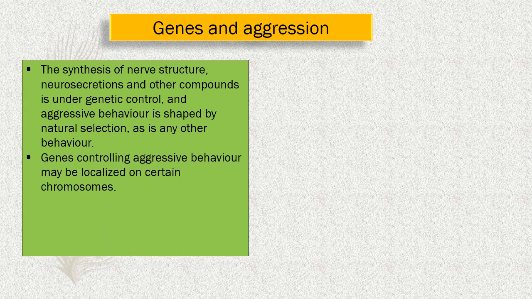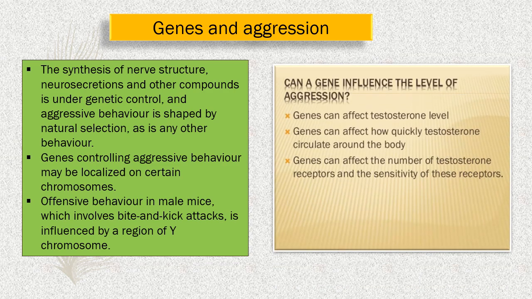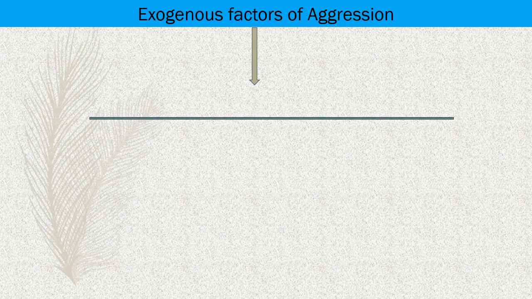Genes controlling aggressive behavior may be localized on certain chromosomes. Offensive behavior in male mice, which involves bite and kick attacks, is influenced by a region of the Y chromosome. Now we see what are the exogenous factors of aggression.